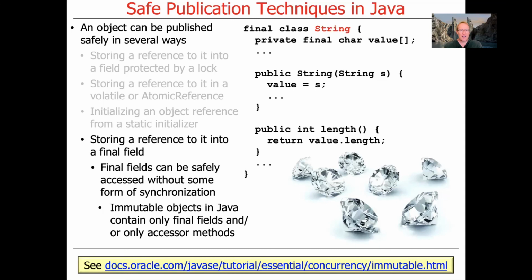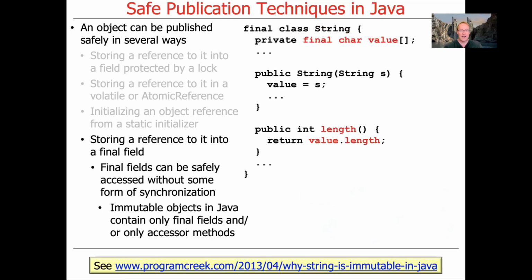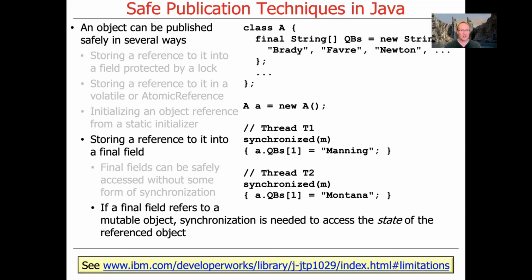Now, it turns out that there are certain classes in Java that are designed around the concept of immutability. And so they work perfectly fine when shared between threads. So a good example of that, of course, is the string class, where you have only final fields and essentially only accessor methods. There's no mutator methods. There's no non-final fields. So string can trivially be shared amongst threads, and you don't have to worry about the inconsistencies that might otherwise occur because it's based on final. And you can learn more about why string is immutable in Java if you take a look at this link down below.